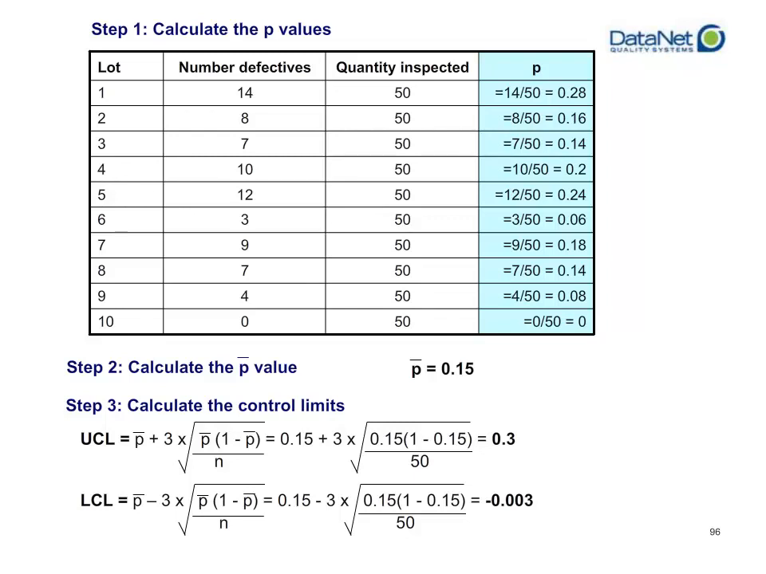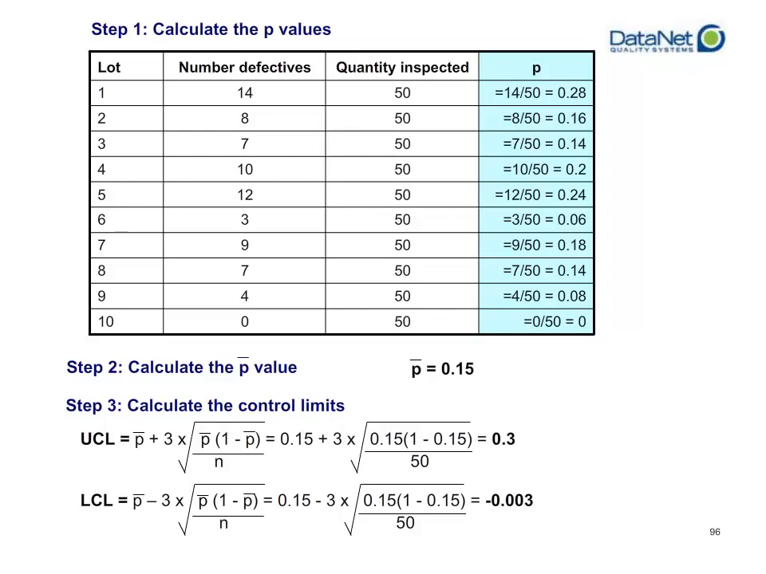Really, really important to keep your order of operations here. It's going to be inside out: make sure you do your multiplication first, then do the division by the n, then you do your square root, then you multiply that times 3, and then you add that to your p-bar value. In this case, you calculate your upper control limit to be 0.3 or 30%.